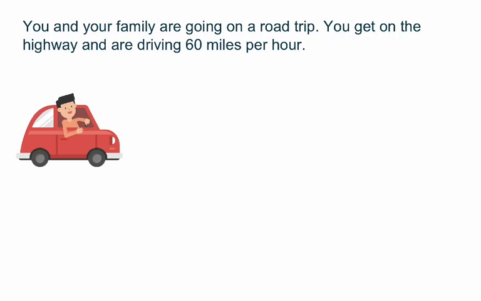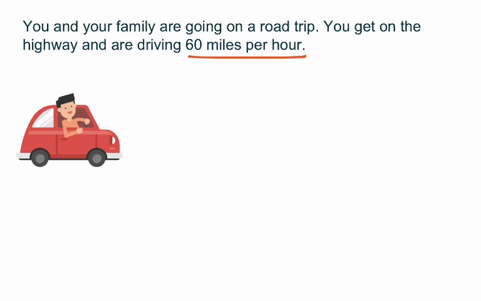For our first example, we're going to look at a scenario that uses a rate. You and your family are going on a road trip, you get on the highway and are driving 60 miles per hour. Now 60 miles per hour is a rate because we're comparing the miles and the hour. But let's go a little bit deeper into what this really means.